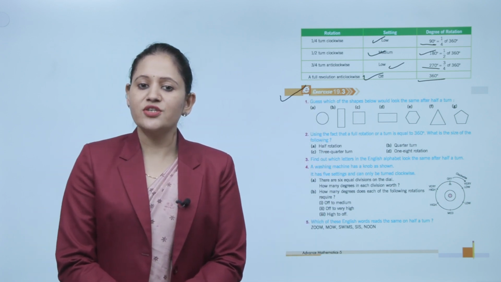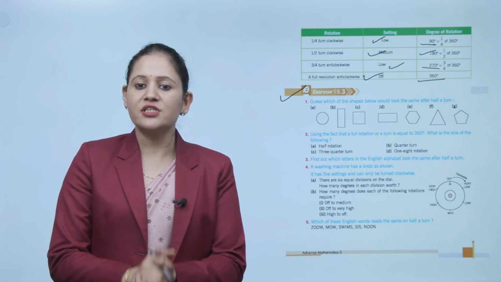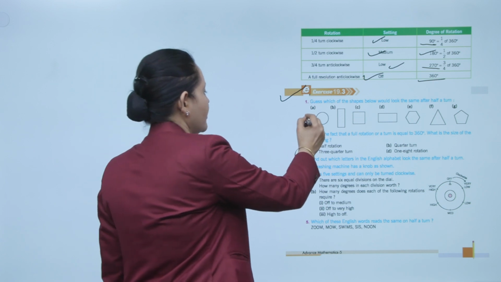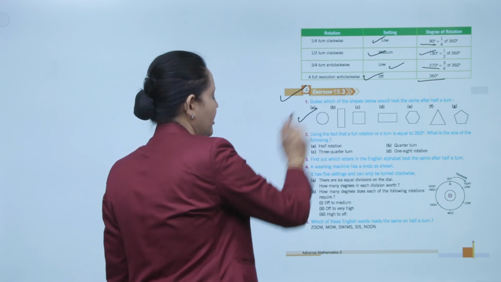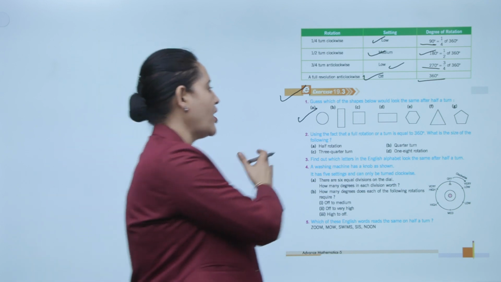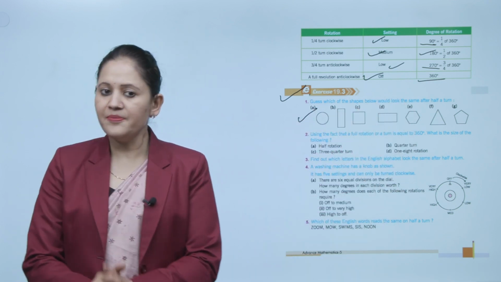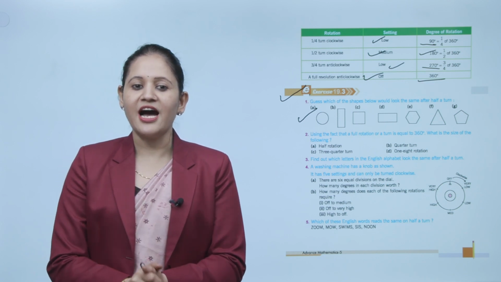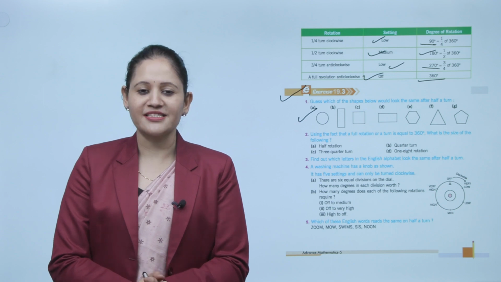Guess which of the shapes below would look the same after a half turn. First shape, it will look the same. Clear? So like this, you have to identify for the other shapes. Clear? Practice all the questions of this chapter. Here we end the chapter. I hope you understand it well. Now you have to practice it.